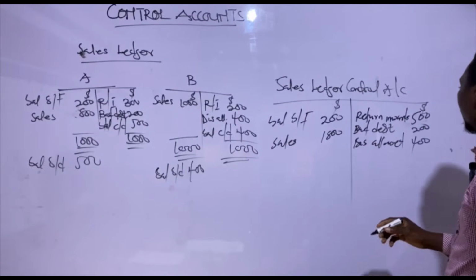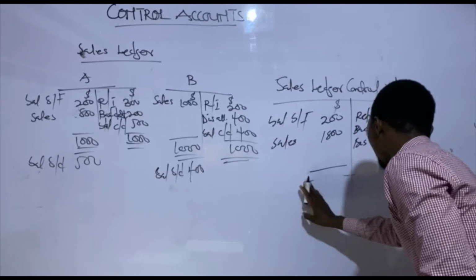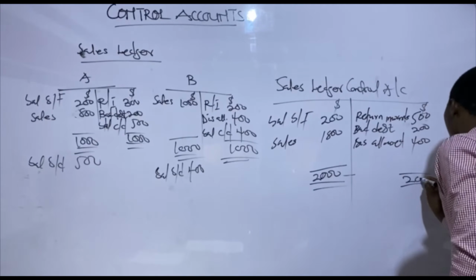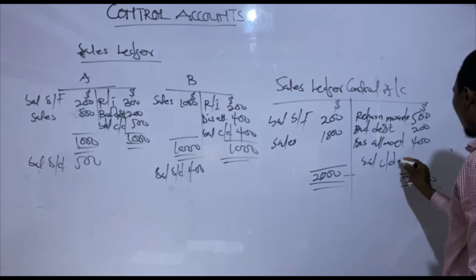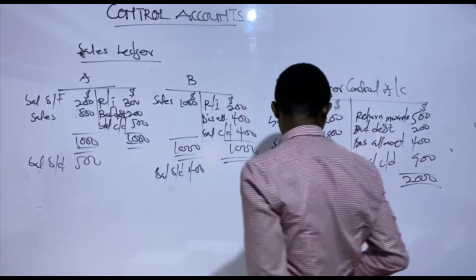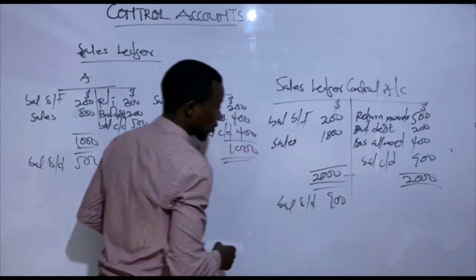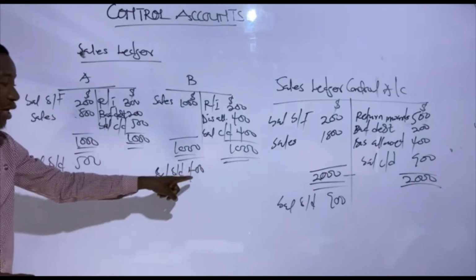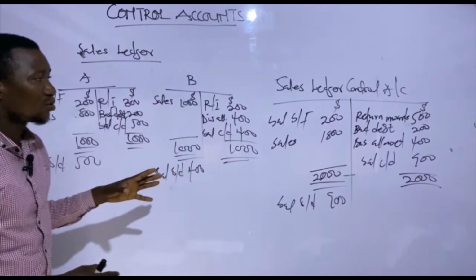Is that okay? Good. So if you try to balance off this account, you could realize that we may have here to be 2000. So the balance carried down here will be 900, and the balance brought down will be 900. Is that okay? You could see that we have a balance brought down of 500. We have a balance brought down of 400. When you add these two, you arrive at the total of 900. So this is how it looks like.